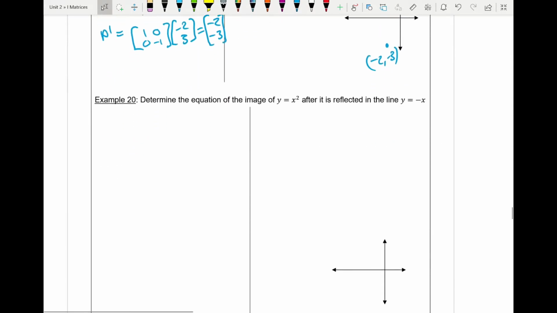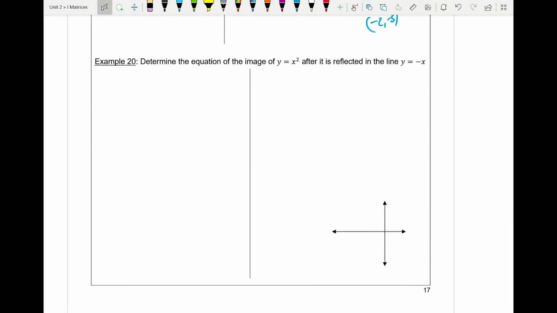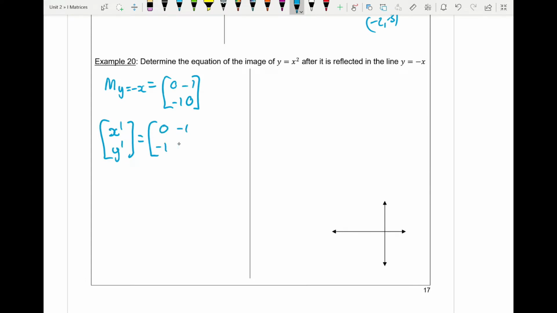Example 20 is now building upon this to be used with functions. Determine the equation of the image of y = -x² after it is reflected in the line y = -x. Our matrix for that is going to be (0, -1), (-1, 0). So (x', y') will be that matrix that we've just developed, multiplied by (x, y). The two equations we get for this are x' = -y, and y' = -x.